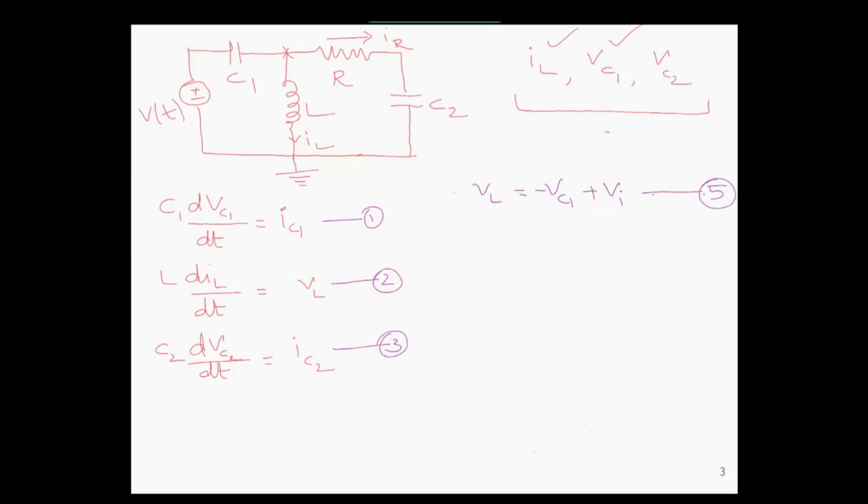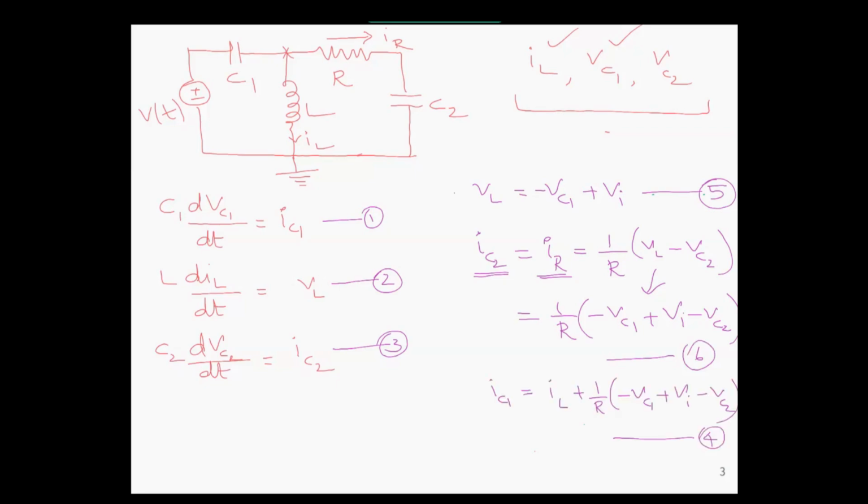Now by Kirchhoff's voltage law, we have the voltage across the inductor VL is equal to minus VC1 plus VI. Now again by Kirchhoff's current law, the current through the capacitor C2, IC2, is equal to the current through the resistor, IL, since both are in series and the current will be the same. That is equal to 1 by R times VL minus VC2. Now VL can again be written as minus VC1 plus VI. So ultimately the equation becomes IC2 is equal to 1 by R multiplied by minus VC1 plus VI minus VC2. Let this be equation number 6.